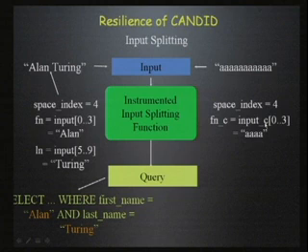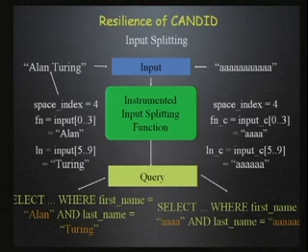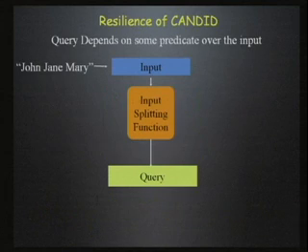So fn_c is input_c from 0 to 3, which is a string of all A's, and ln_c, the last name candidate variable, is a string of 6 A's. Right? Corresponding to Alan and corresponding to Turing. So the query generated will be select star from table where first name equals a string of 4 A's and last name is a string of 6 A's. If you compare the two query structures, they are the same. So in a typical input splitting application, a surprisingly simple transformation works.